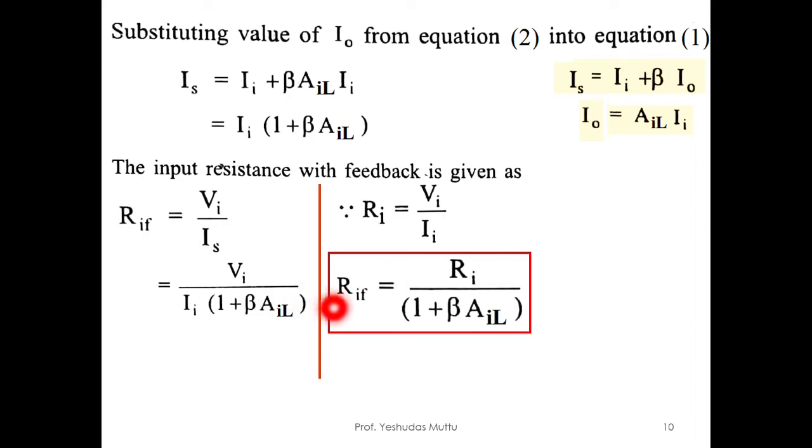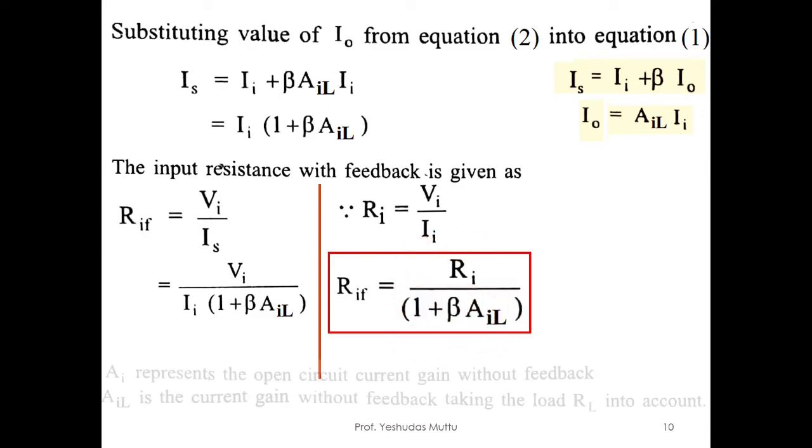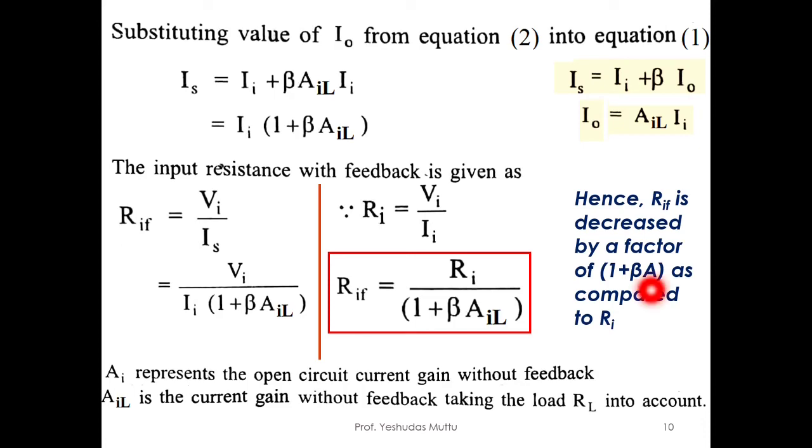So what do I come to know from this particular derivation? For a current shunt network, your input resistance with feedback is inversely proportional to 1 plus beta AIL. That is the reason RIF is going to be less as compared to RI, because this is on the denominator side. These conclusions you all need to make after each derivation. Fine, I hope these two derivations are clear. This way I won't do all the derivations.